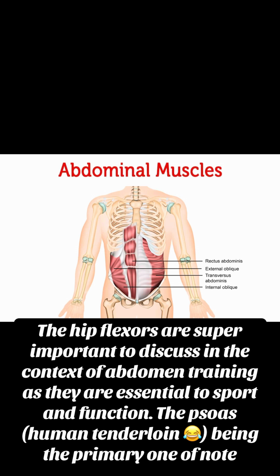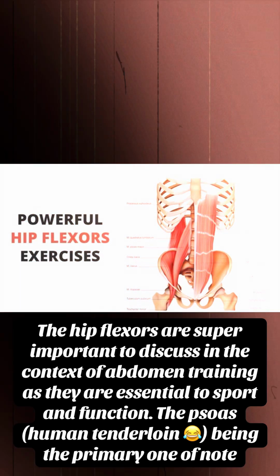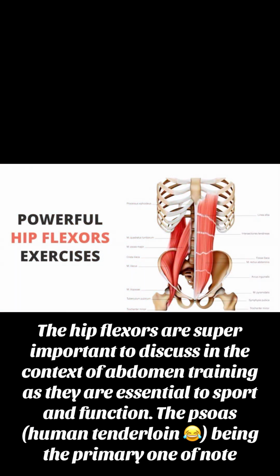Fun fact about the psoas, this is the human equivalent of the tenderloin cut of meat in most mammals that we consume. But more than that, if you're any kind of athlete or fighter, this is a vital component of the abdominal complex, if you will. So we can't talk about abdominal exercises and neglect discussing the hip flexors as well.